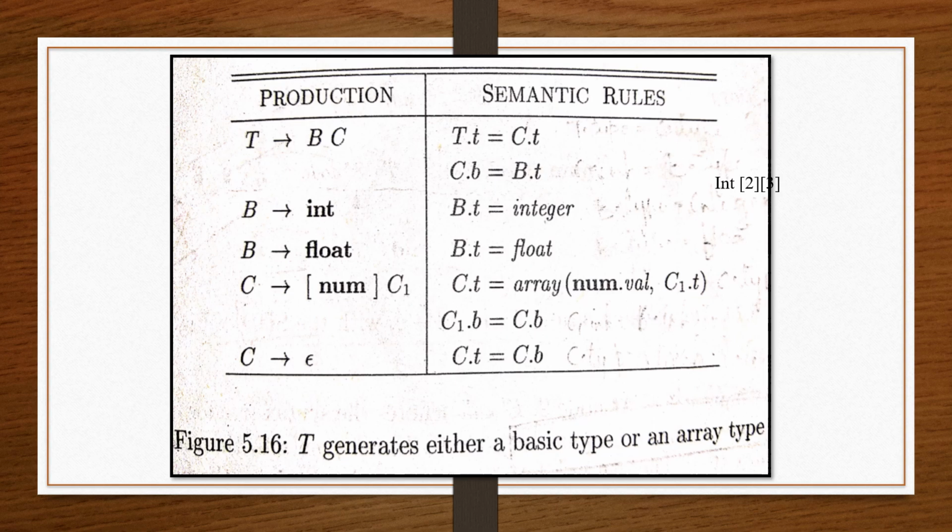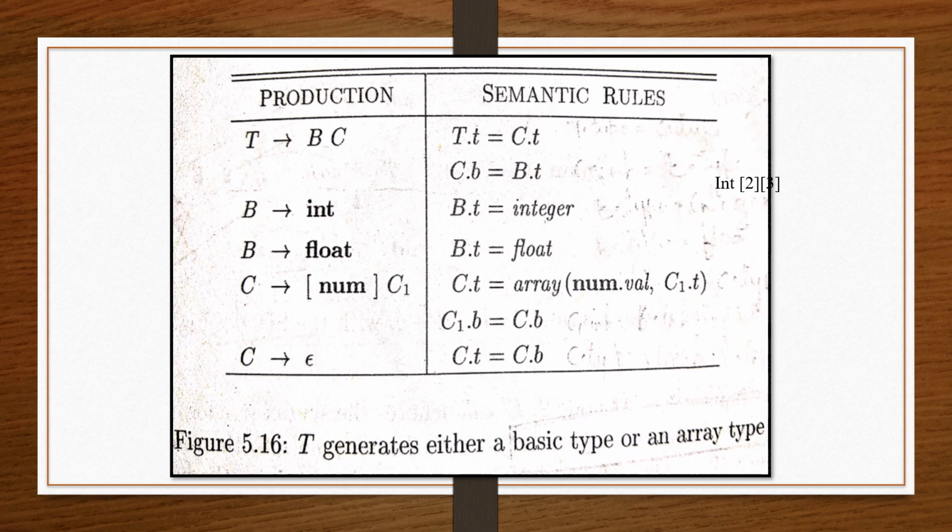So this is an SDD with non-terminal T that generates either a basic type or an array type. Remember what non-terminal T is? T generates either a basic type or an array type. Imagine array is the name of a class and the members are num and the basic data type, something like integer or float. So the non-terminal B generates one of the basic types int and float.